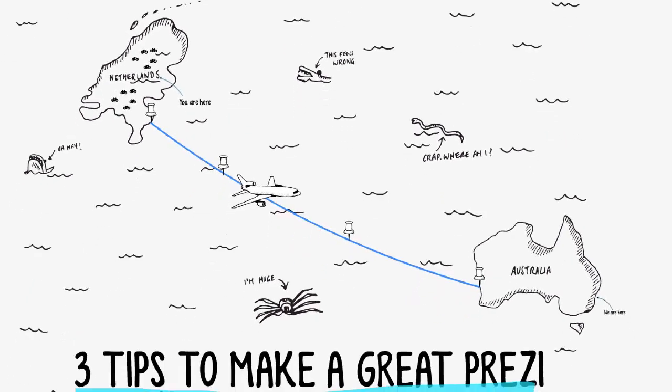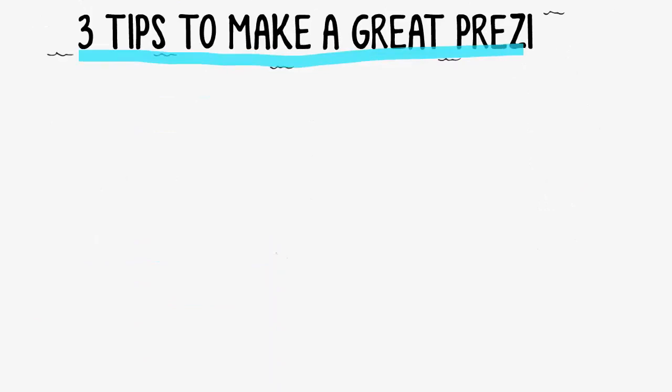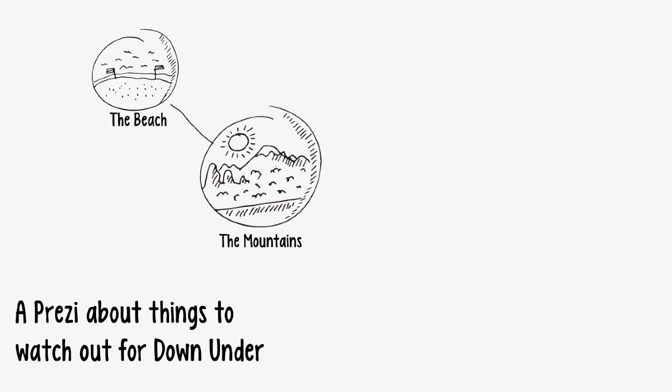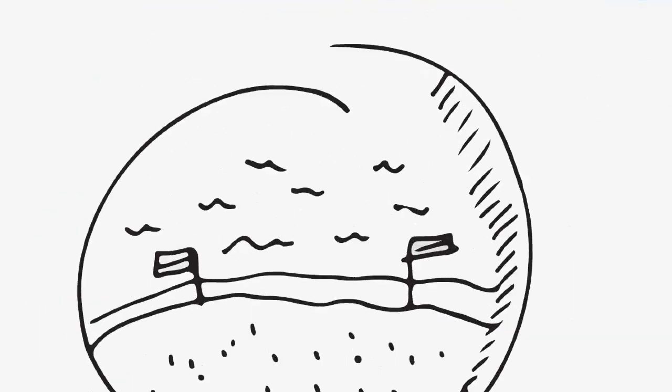Once you've nailed that, we'd like to share 3 tips on how to lay out your content to make a great Prezi. Now, if you're coming to Australia, we'd love to have you here. But be careful, we've got some beautiful landscape and scenery, but as you might know, not all of it is kind. There's a few things to watch out for, and let's use this Prezi as a bit of an example to share the tips. Let's look at the first tip, at the beach.